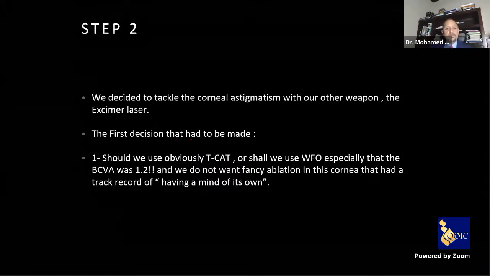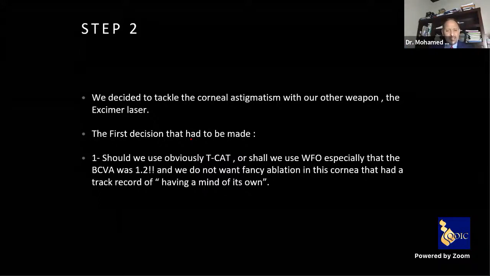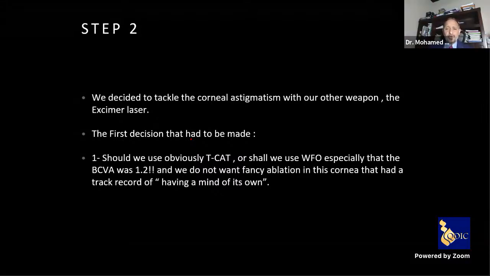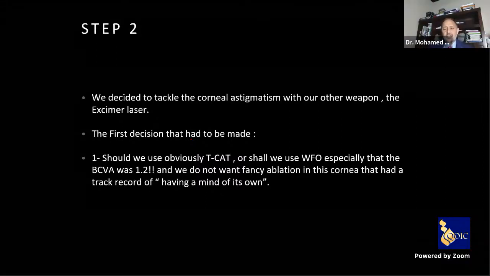The first decision that had to be made: should we use, obviously, topography guided ablation, or shall we use wavefront optimized? Because this is a best corrected acuity of 1.2, and we do not want fancy ablation in this cornea that had a track record of having a mind of its own. So this cornea was absolutely fantastic, no rejection now, and had 10 diopters of cylinder. Again, when we did the intrastromal incisions, we did not correct much. So I didn't want to give him a fancy topography guided ablation. If we just miss the registration by a few degrees, he can end up worse than his situation now.